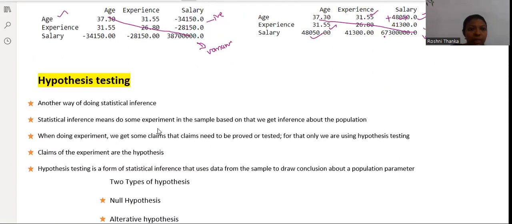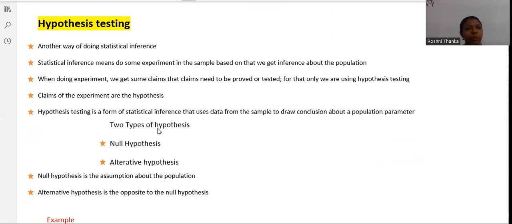The last thing is hypothesis testing. Using hypothesis testing also, we are able to do statistical inference. We know what statistical inference is, right? We take a sample, do some analysis on it, make some inference and decision, and that we generalize to the population. And what does hypothesis testing mean?